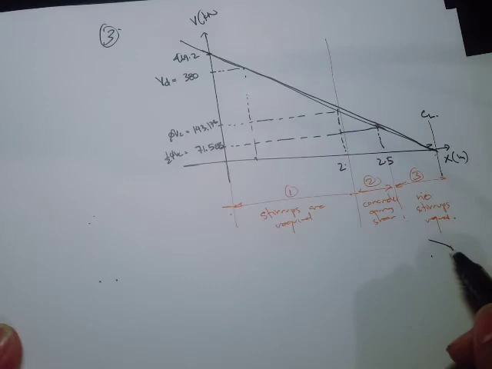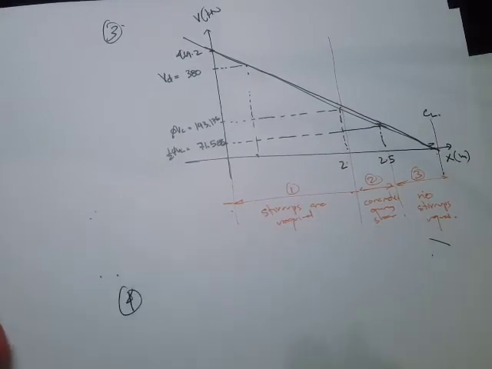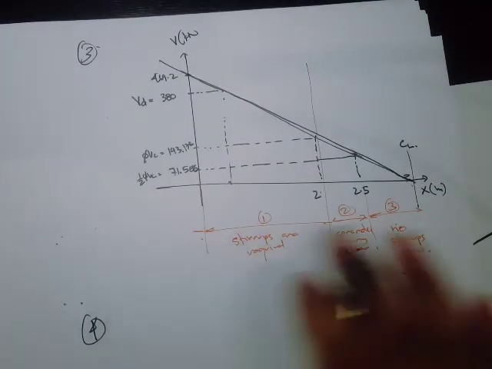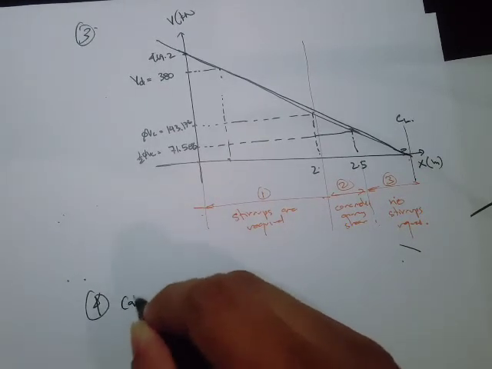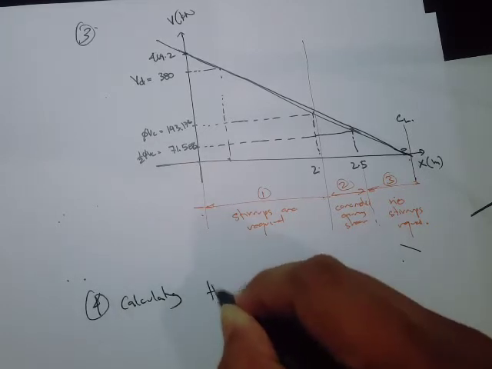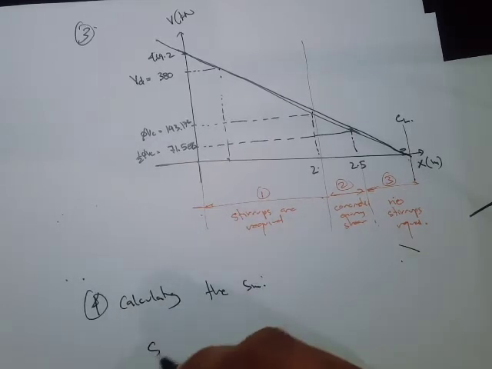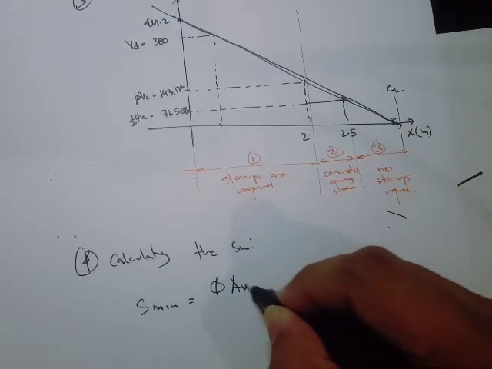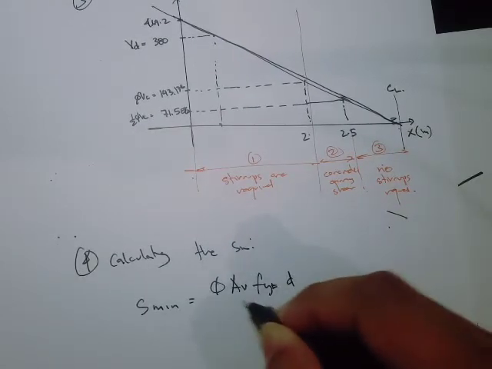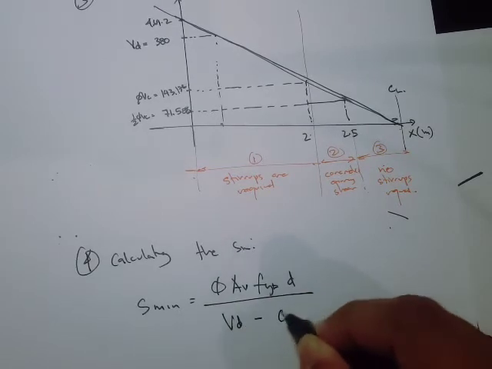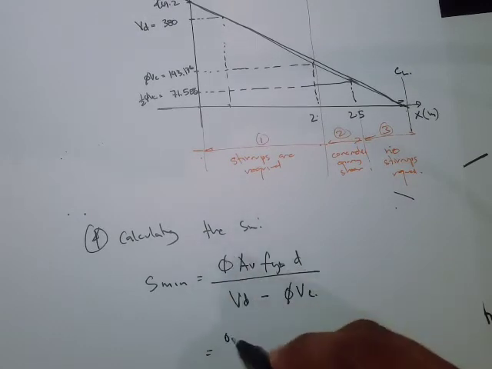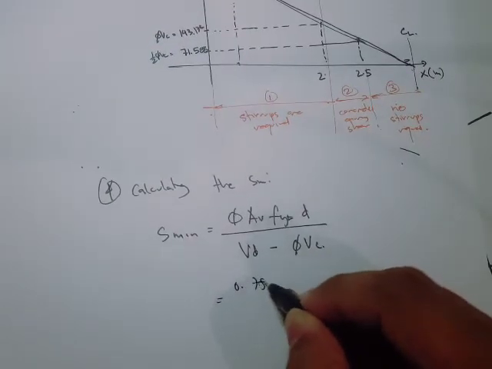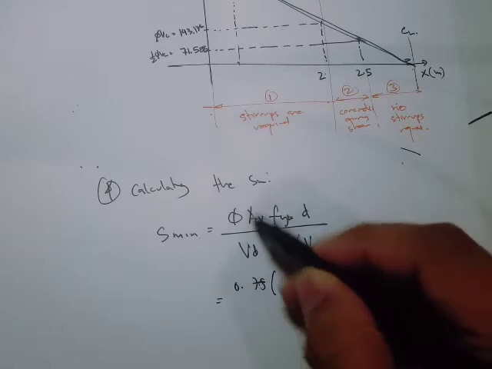Now for step 4, since we now know the regions, we can solve for the minimum spacing. So calculating the S min, S min is equal to this equation, VD minus VC. If you substitute the values, we have 0.725 times, okay, what is the shear area?